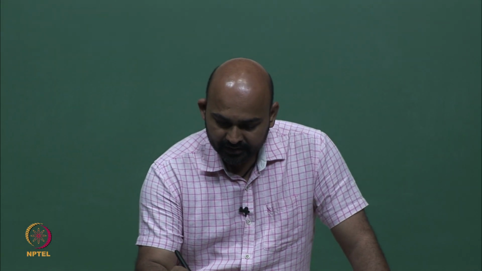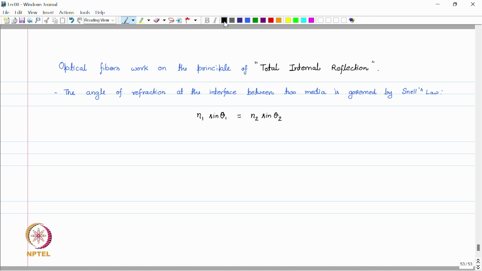So, we can plot this. For example, if we have two media, let us say this is media 1 with refractive index n1, and this is media 2 where the refractive index is n2, and this is the interface between these two media. This is the perpendicular axis to this, and a wave is actually coming from media 1 to media 2.